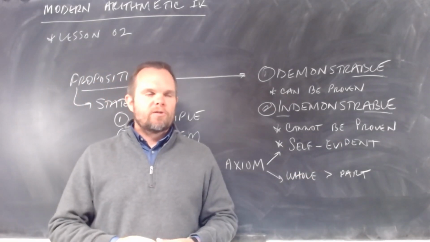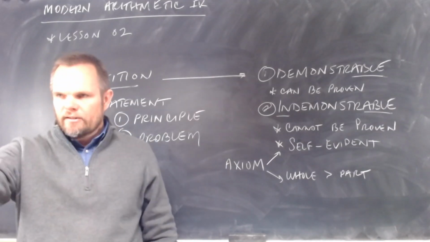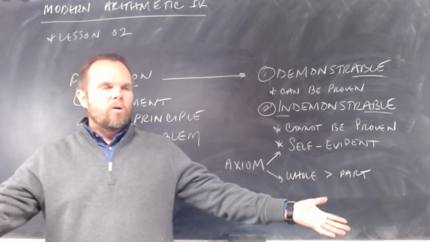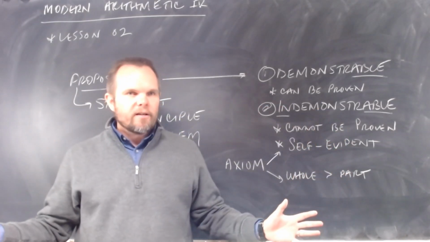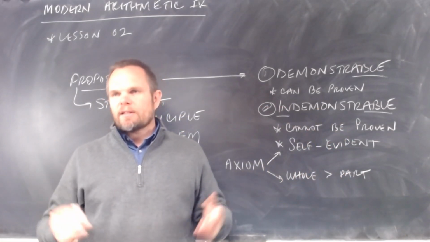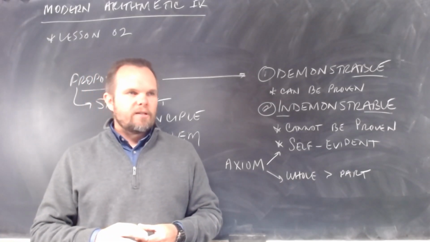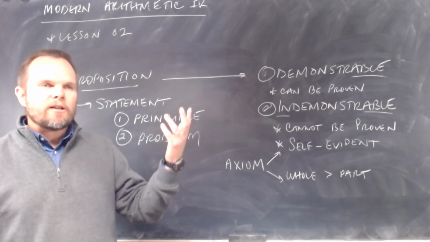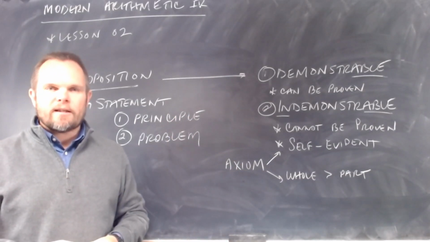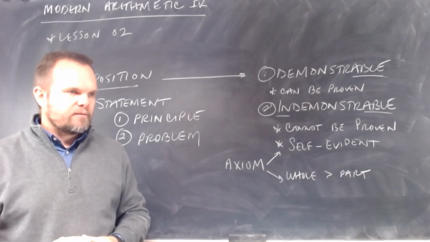That's self-evident. So if you were a Christian and you were an atheist and you were a Muslim and you were a Hindu, I could say a whole is greater than any of its parts, and everyone here would say, yes, that's obviously true. That's self-evident. You understand that? So that's an axiom. An axiom is a starting point in reasoning that everyone will accept because it's self-evident.